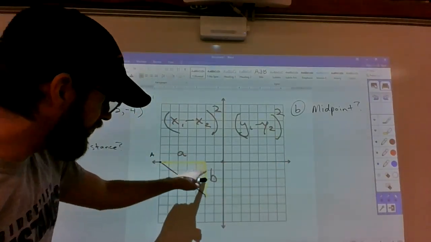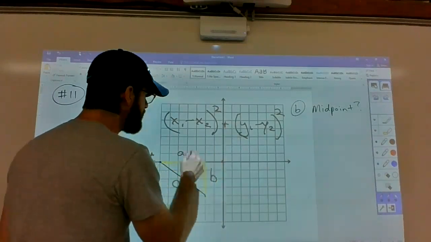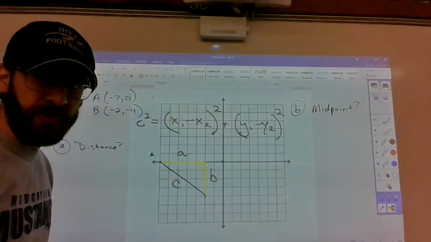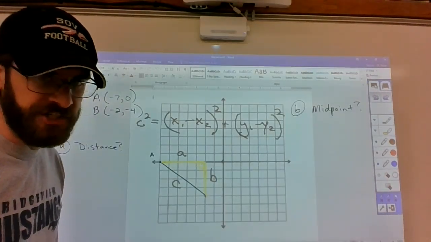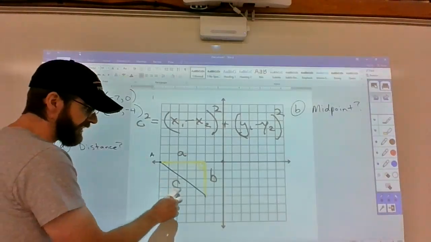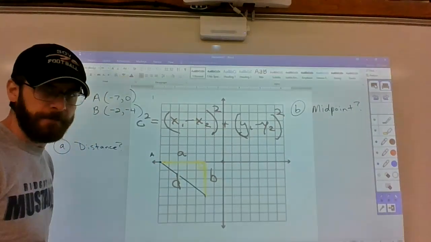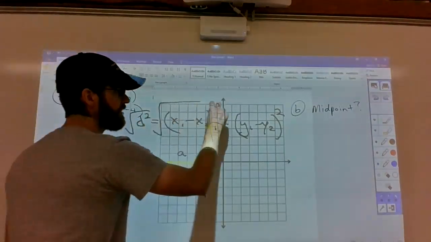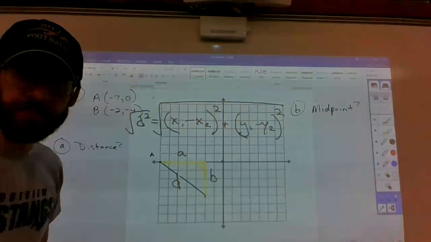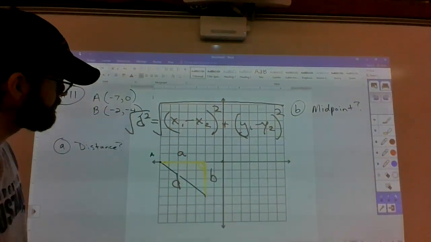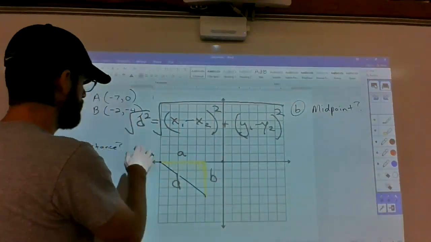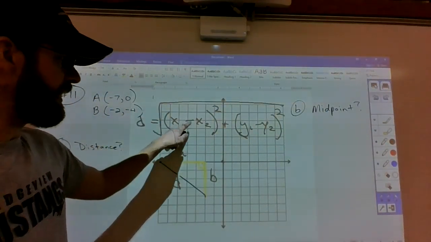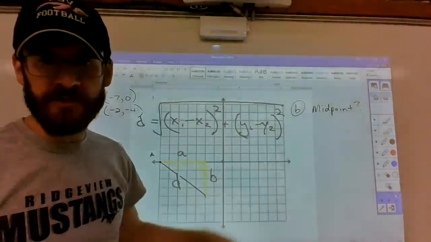A squared plus b squared equals your c squared. That's the Pythagorean theorem, and what the distance formula does is it just says, instead of using c, let's use d for distance, and let's square root both sides so that d is by itself. All right, we've got our distance formula. D equals root of x1 minus x2 squared plus y1 minus y2 squared.